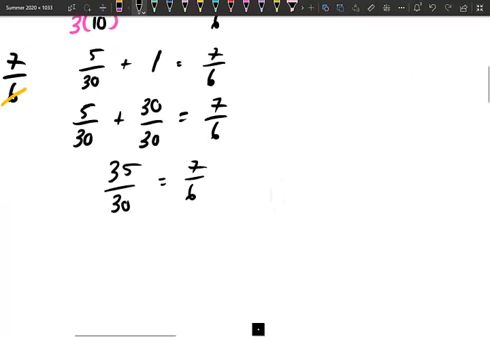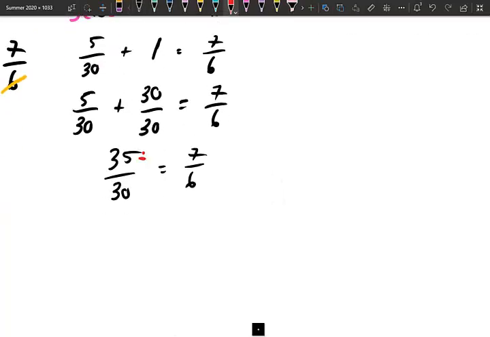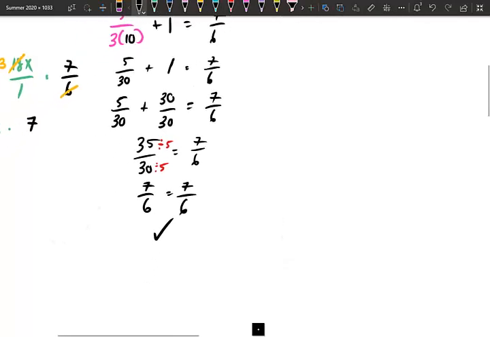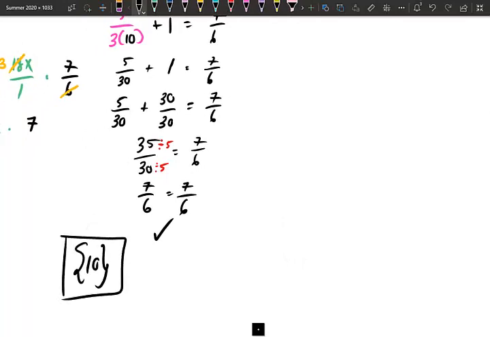We can simplify because we can divide by 5. And when we do, we have 7 over 6 equals 7 over 6. That works out. So our answer is indeed 10. And yes, you do have to put the squigglies. The squigglies are called braces.